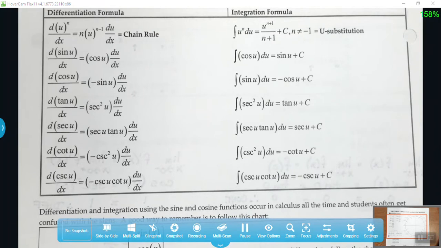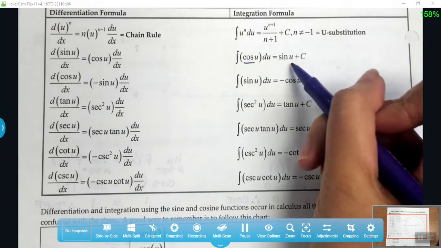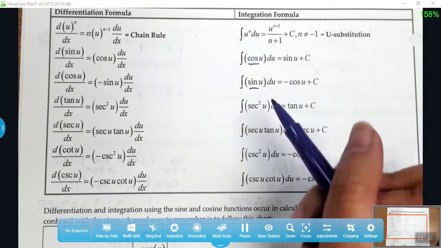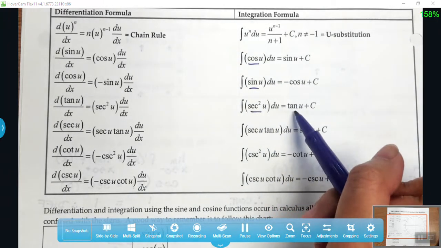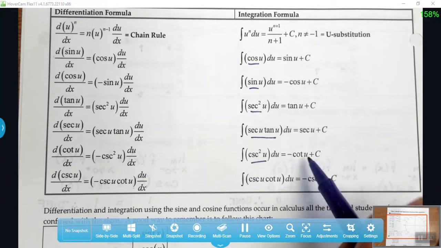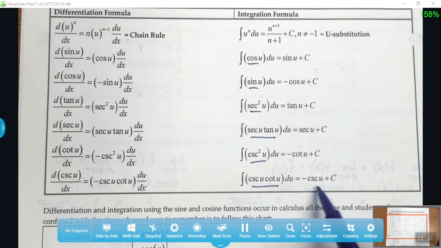So, integrals basically just work backwards from derivatives. If you have the integral of cosine, then it's sine. The integral of sine is negative cosine. The integral of secant squared is tangent. The integral of secant tangent is secant. Cosecant squared is negative cotangent. Cosecant cotangent is negative cosecant.